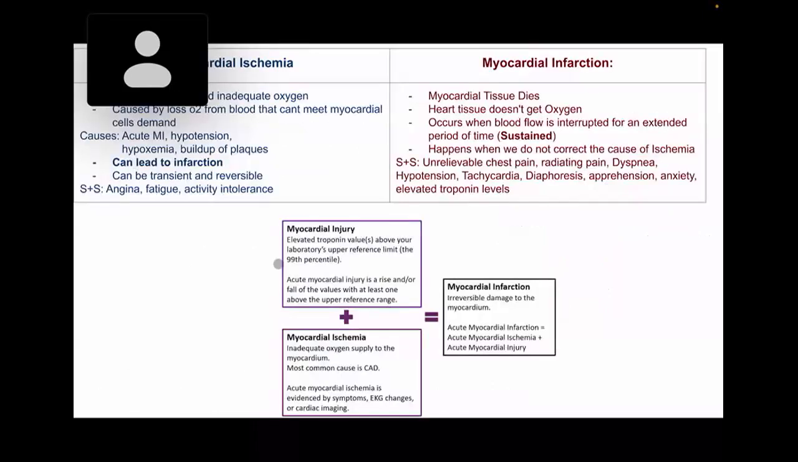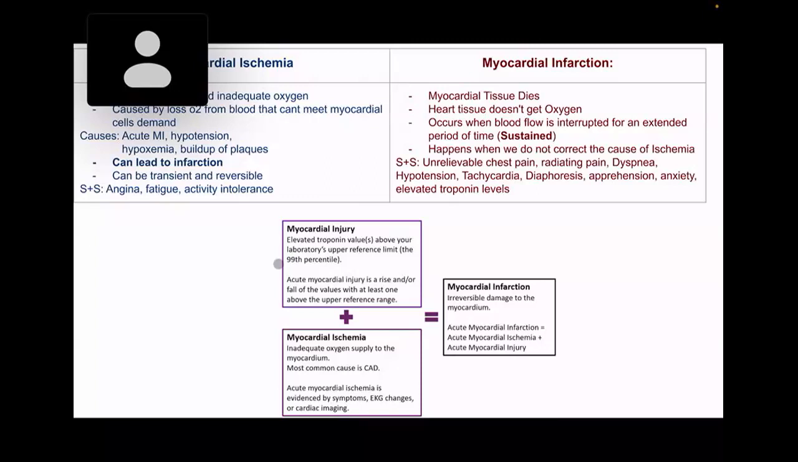Now we get to talk about the heart. Everyone loves the heart. I know this was later on in your blueprint, but I thought that I would put this here just to kind of get it out of the way. When we're talking about myocardial ischemia, this is when my heart receives inadequate oxygen. Okay. However, myocardial ischemia can come and go and it can be reversible. Remember, this ischemia, think inadequate oxygen.